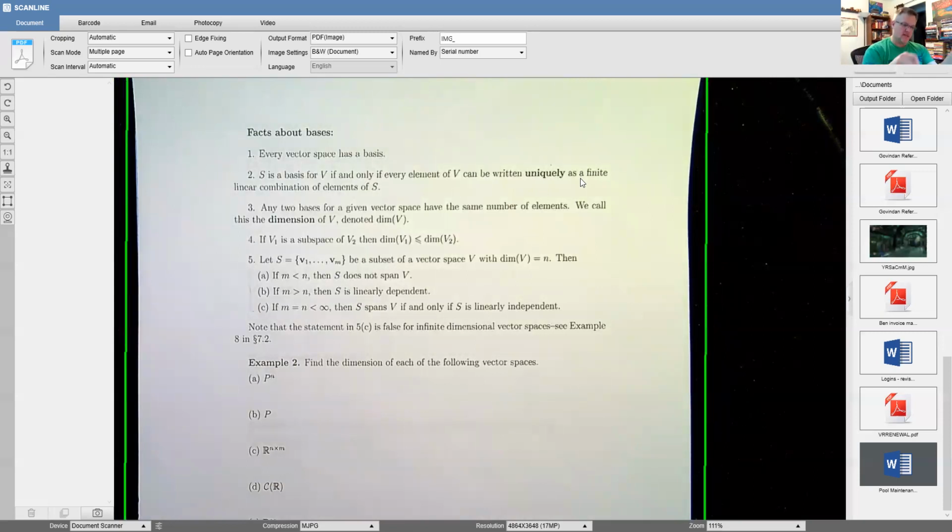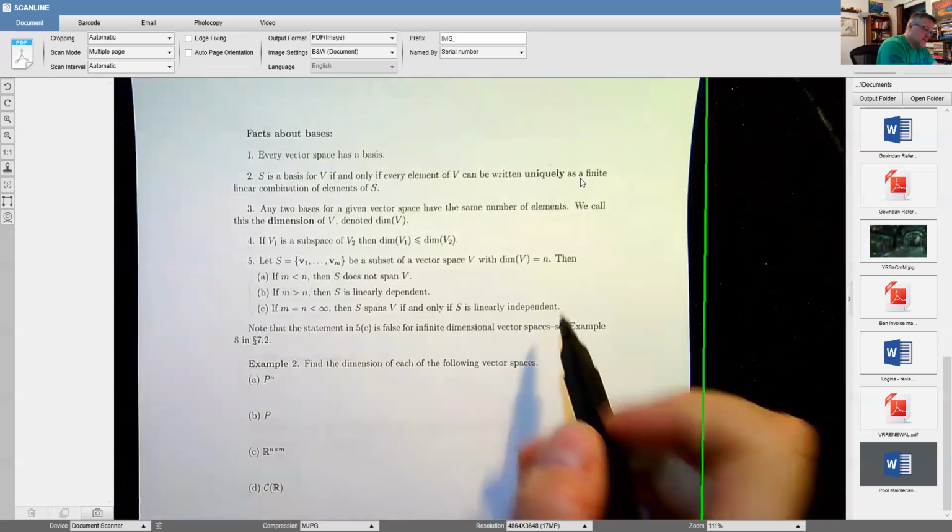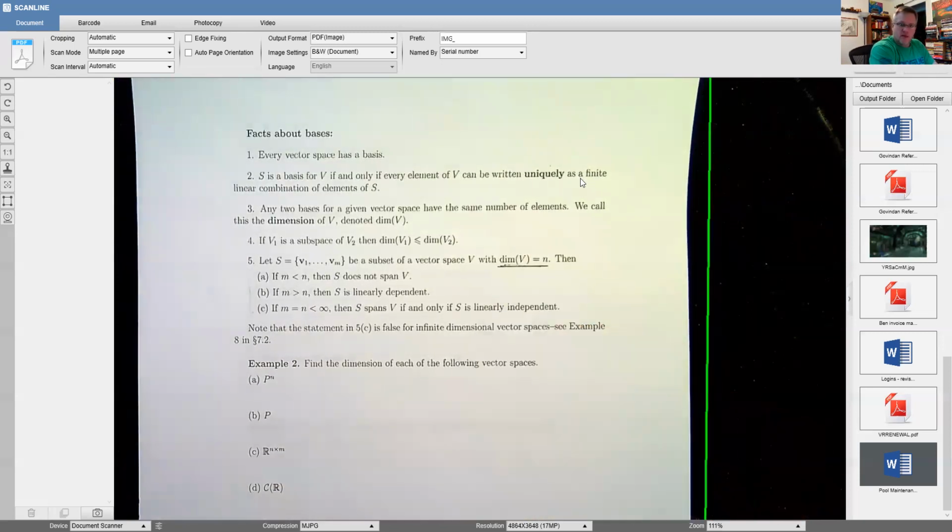Because after all, it contains a subset of the vectors that are in V. All right, so that's important. And then if you have a vector space with dimension n, right, so I know that its dimension is n, then any set that contains fewer vectors than n cannot span V. If it contains more vectors than the dimension, then those vectors have to be linearly dependent.